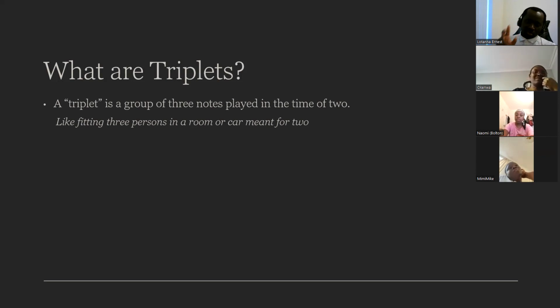So 1, 2, which is the normal time of 2, you are to play 3 notes that will end up with the same duration as if you were playing 2 notes. What will be sounding out will be 3 notes, but the duration will be the same as 2. So you're not extending anything. All right, so that's what I talk about when we talk about triplets.